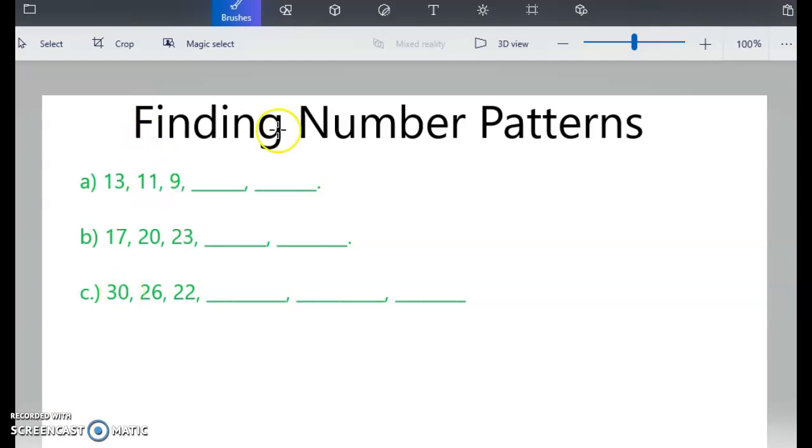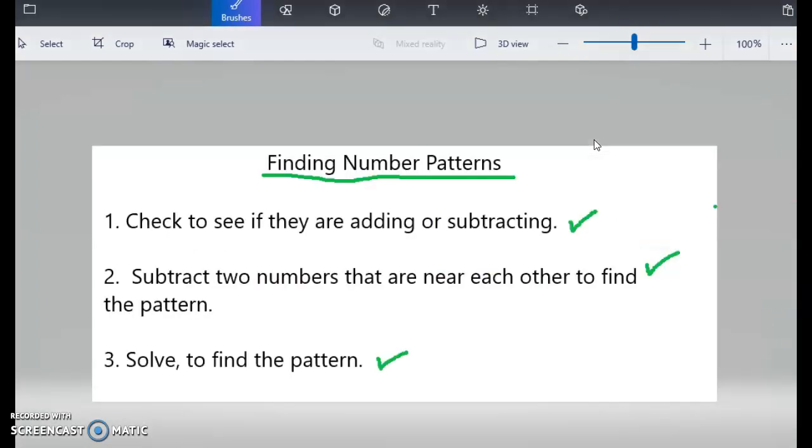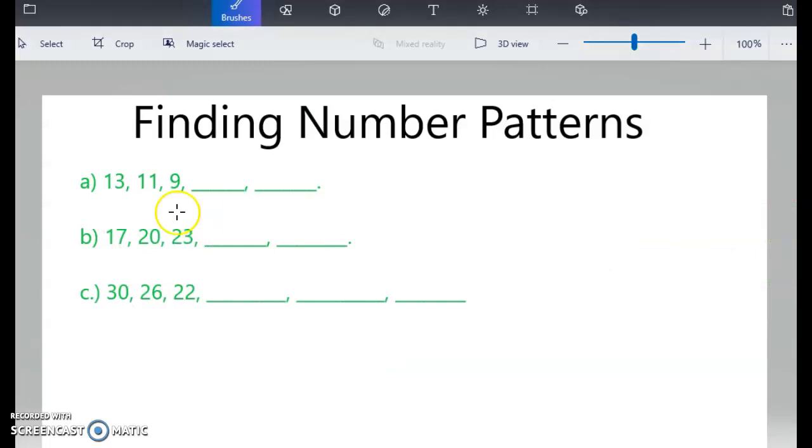So we are going to be finding number patterns, and I have a few small rules here that I wrote down that can help to guide us. So the first thing we want to do is check to see if they are adding or subtracting. Now, the patterns that we are using, we're just going to be adding or subtracting. There are many different kinds of patterns. Could be multiplying, dividing, but we're going to be adding or subtracting. So first, I need to look to see if they're adding or subtracting. So let's go ahead and do that.